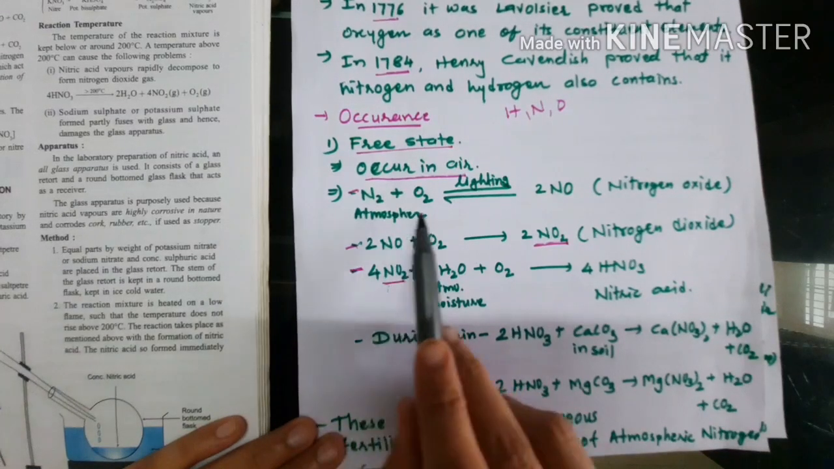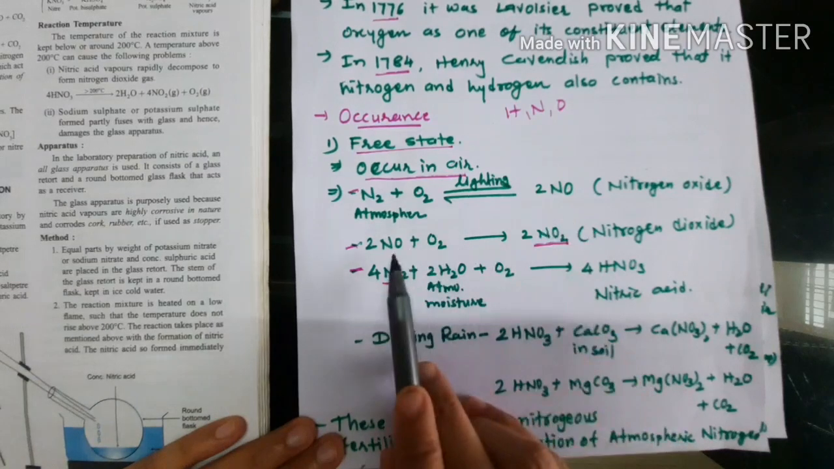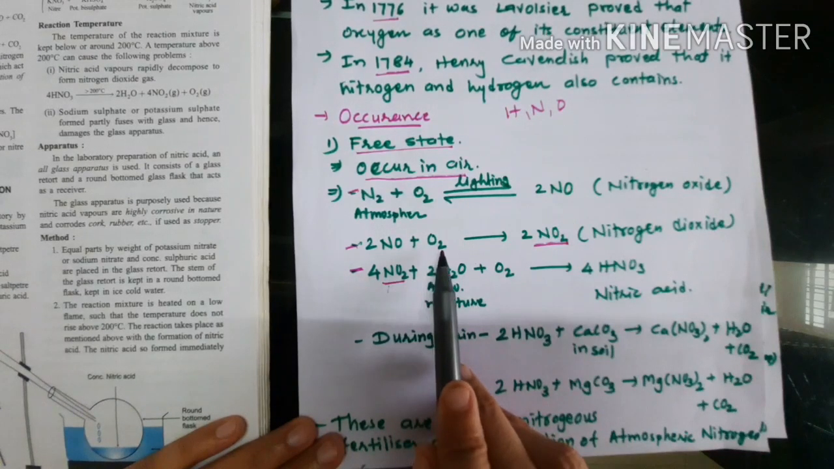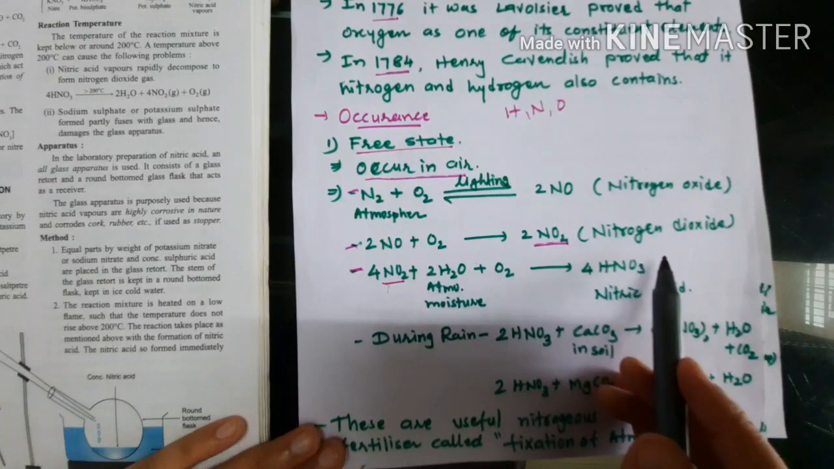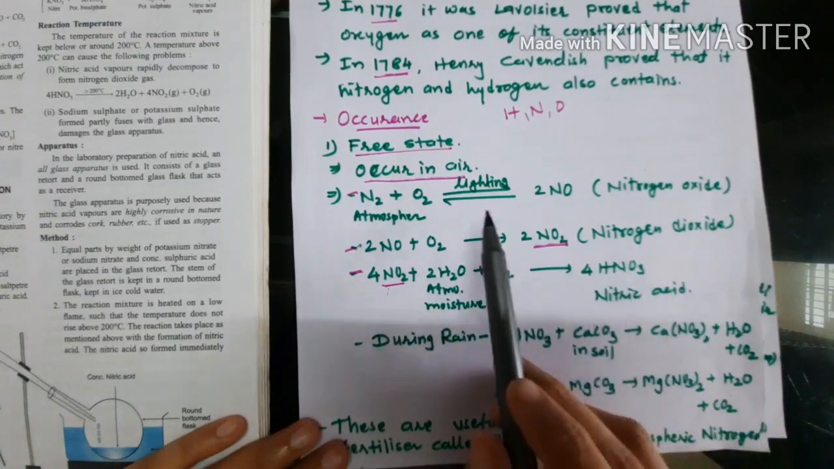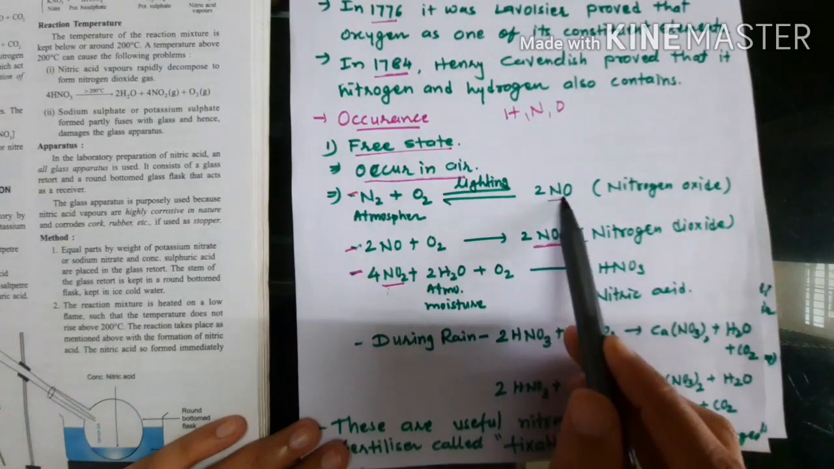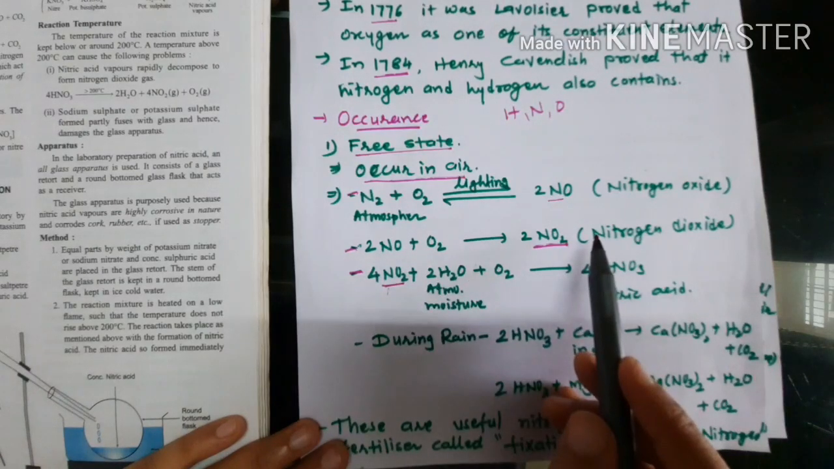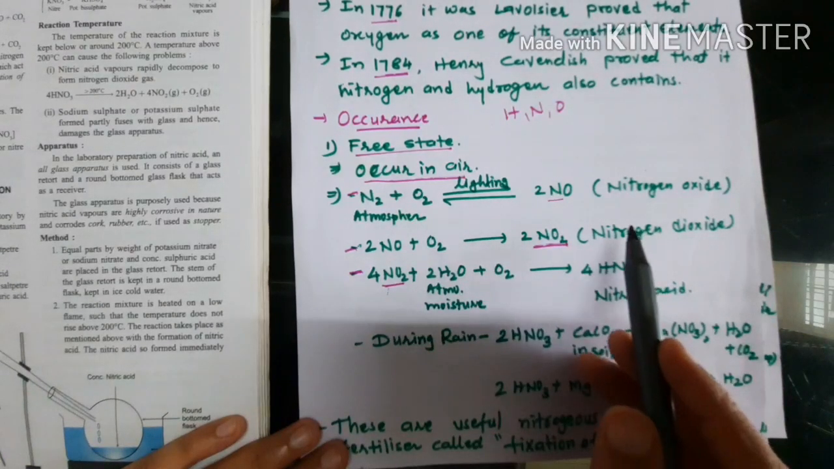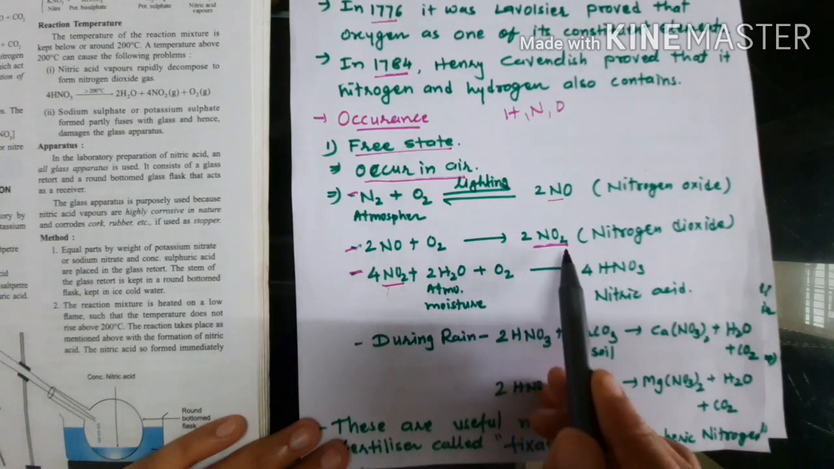First, nitrogen reacts with oxygen and converts into nitrogen monoxide, and this nitrogen monoxide reacts with the oxygen in the atmosphere. This whole reaction happens in the atmosphere, very fast, because during lightning nitrogen monoxide is produced, and it is not a stable compound. It immediately reacts with another compound. So it reacts with oxygen and converts into nitrogen dioxide.